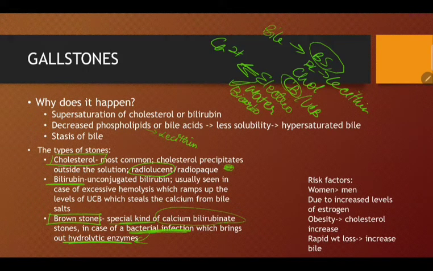Most common stones, cholesterol. If they are black, bilirubin. Because of what? Unconjugated bilirubin. The risk factors: in obese people, it's higher because of increased cholesterol levels. Rapid weight loss is higher because there's an increase in the amount of bile produced. It's more common in women because of estrogen.